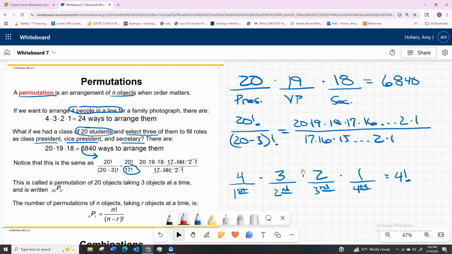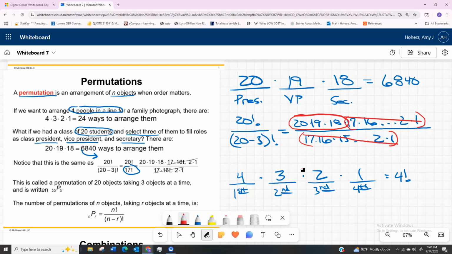Well, with fractions I can cancel like factors on the top and the bottom. That means on the top I could cancel all the way from 17 down to 1, the 17, the 16, the 15, and so on, with the 17, 16, 15 on the bottom. So this 17 down to 1 is the same as this 17 down to 1, so I can cancel those. Well, look what I'm left with: 20 times 19 times 18.